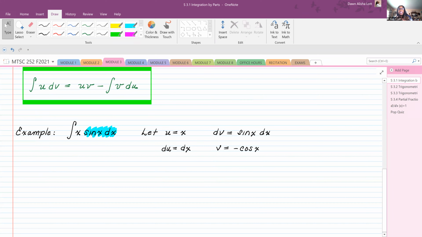u, x; dv, sine of x dx. We have to make sure we exchange everything in the problem. So now when I go to solve my problem, I get the integral of x sine of x dx. This thing is u, and this part is dv. So now this equals, what do I put?